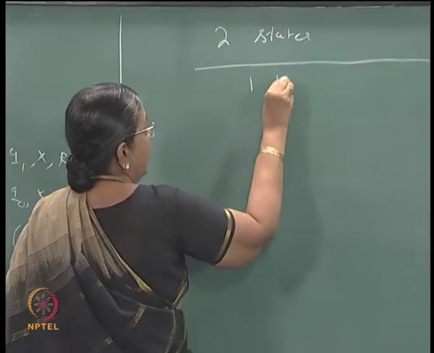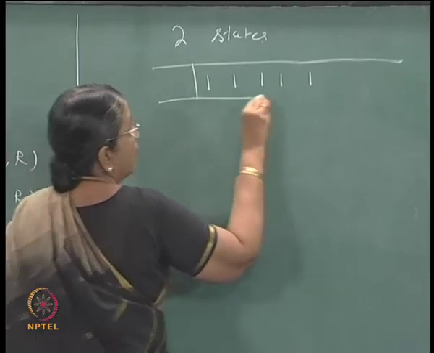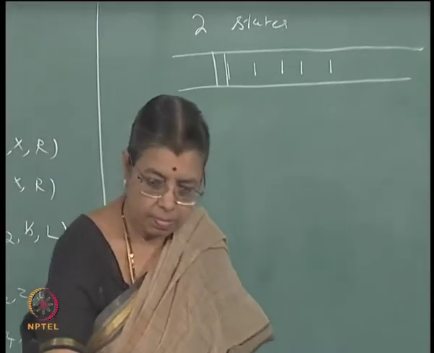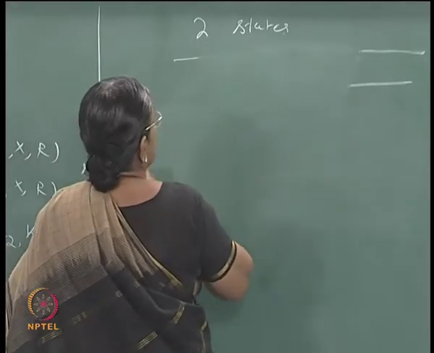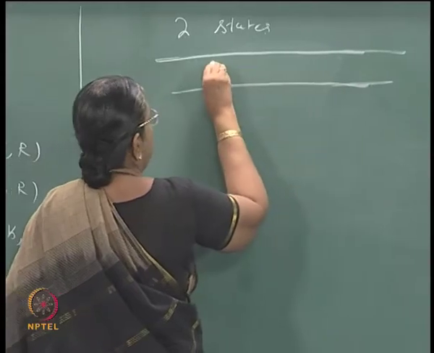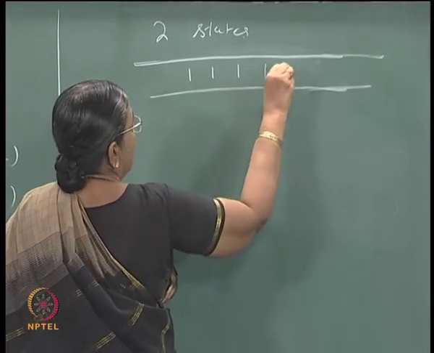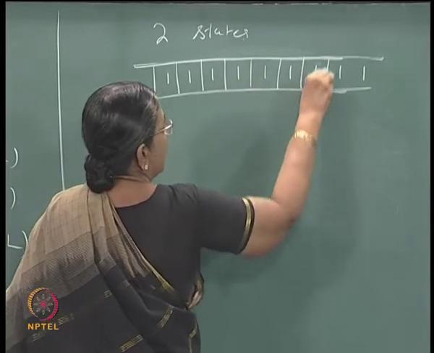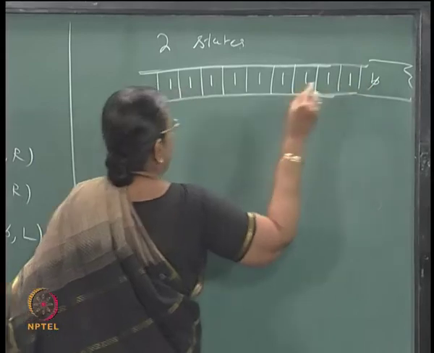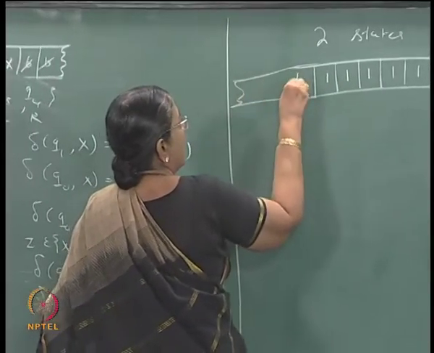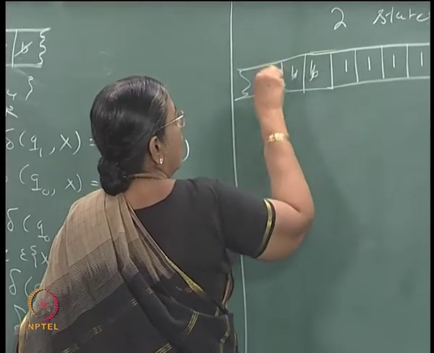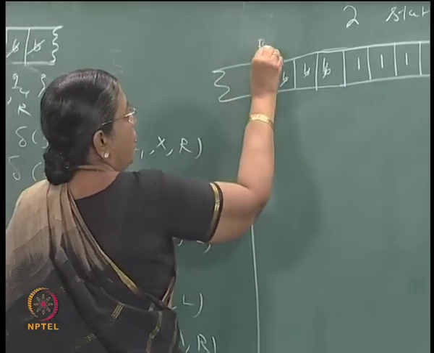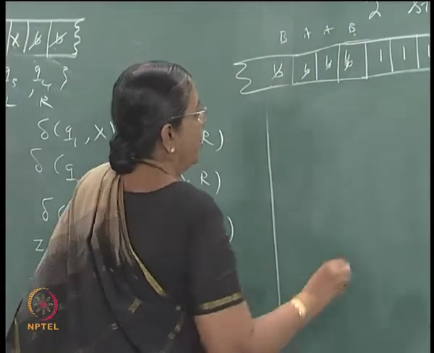The number 9 is given. Ultimately, I want BAAB here, right. The machine starts here in state Q0.